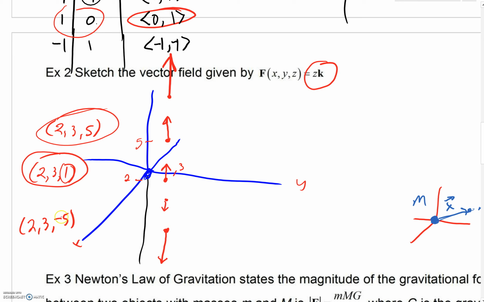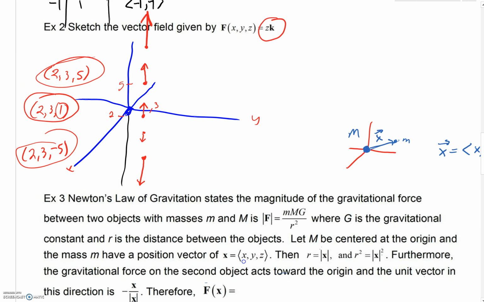By way of comparison, when z is negative, you will have a negative zk. That's going to be going in the opposite direction. So it can be rather difficult to draw this sometimes. It just takes a little bit of practice.